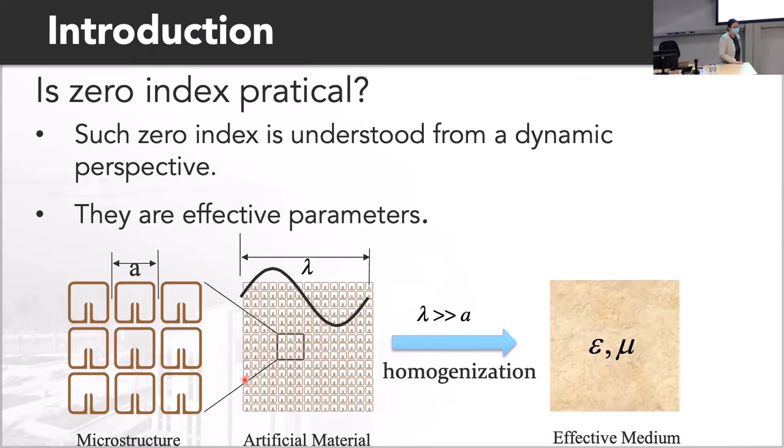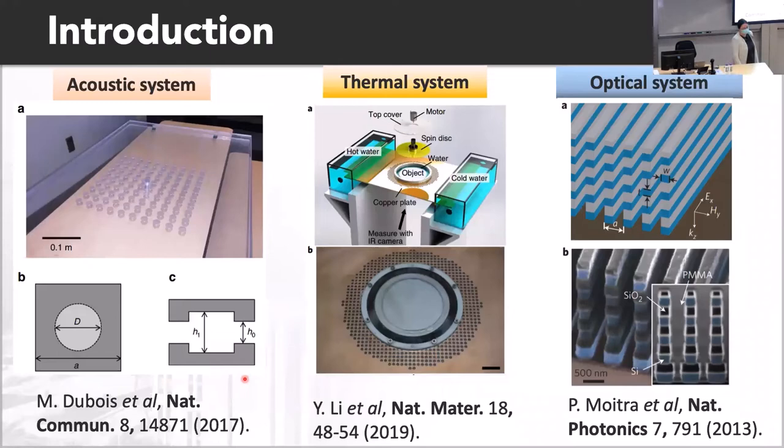By making this point clear, let's see what happened in the literature. For different systems, people have realized this zero index material for acoustic, thermal, and optical systems. In the next slide, I will introduce the method. But here you can see they are all two-dimensional structures. Before, people were focused on this two-dimensional zero index material, and almost all of the practical realizations were in two dimensions.